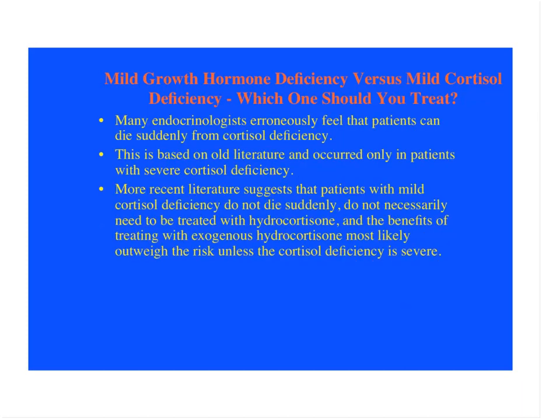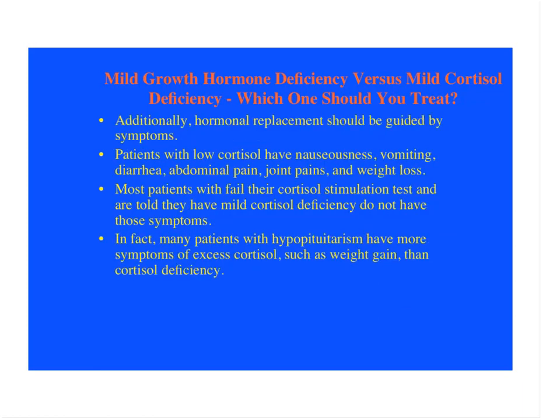Many endocrinologists erroneously feel that the patient can die suddenly from cortisol deficiency, and therefore it's better to give cortisol to everybody that has a borderline cosyntropin test cortisol. This is based on old literature and really occurred only in patients with severe cortisol deficiency. More recent literature suggests that patients with mild cortisol deficiency do not die suddenly and do not necessarily need to be treated with hydrocortisone, and the risks of treating with exogenous hydrocortisone most likely outweigh the benefits unless the cortisol deficiency is severe. And in general, hormone replacement should be guided by symptoms.